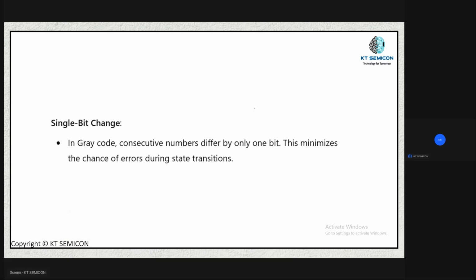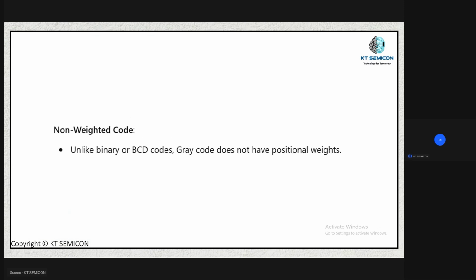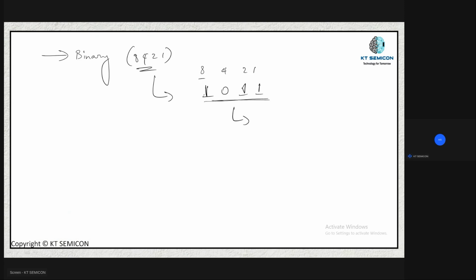Now, as we have already discussed, only a single bit is going to change in the case of your gray code, and it is a non-weighted code. For example, in the case of your binary code like your 8421 code, let's say I write down a number as 1011. Then you can get the value of this binary number by applying the weights 8, 4, 2, 1, and whatever the weight we have, we add it up. That is 8 plus 2, 10, plus 1, 11. That is nothing but B. That means this binary code, 8421, is a weighted code.